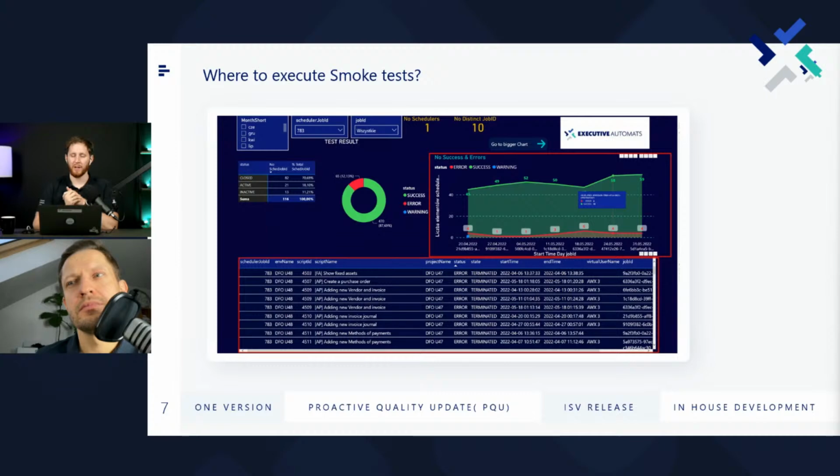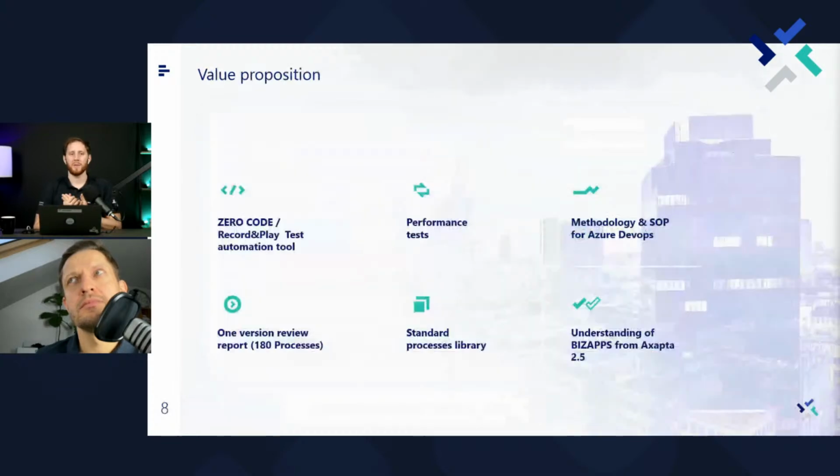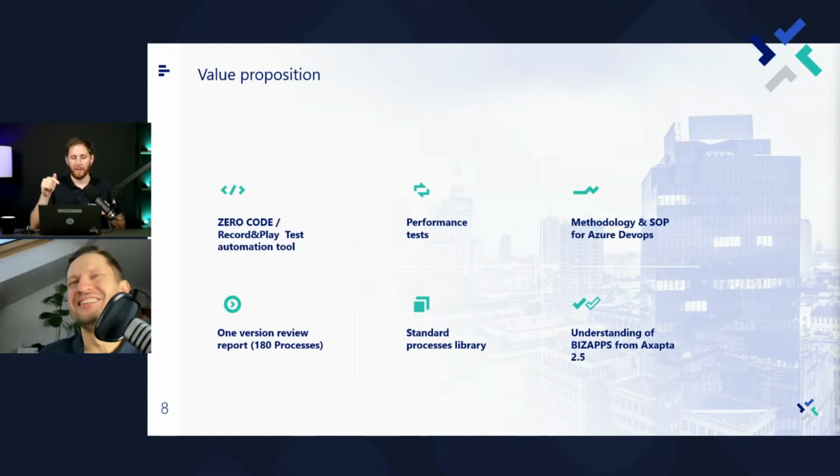Focusing a little bit on Executive Automats. If you think about the value proposition, what is exactly Executive Automats? We've been able to identify six elements. What exactly is EA? EA is a zero-code record and play test automation tool, which allows you to sit like me today. You can be very fresh, but you know Dynamics. You can just click record and walk through processes.